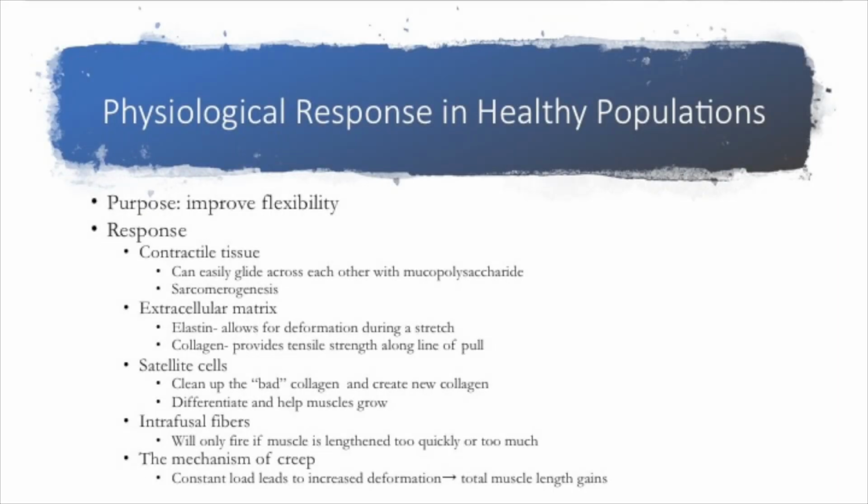In a relatively healthy person, there is a lot of physiological components to the mechanism of a stretch. The main goal of a stretch is to improve flexibility. Within the ECM, we have elastin and collagen. Elastin, which provides the elasticity of a muscle, and collagen that provides the tensile strength. When a person stretches, these components are put under tension, which allows them to deform and elongate.